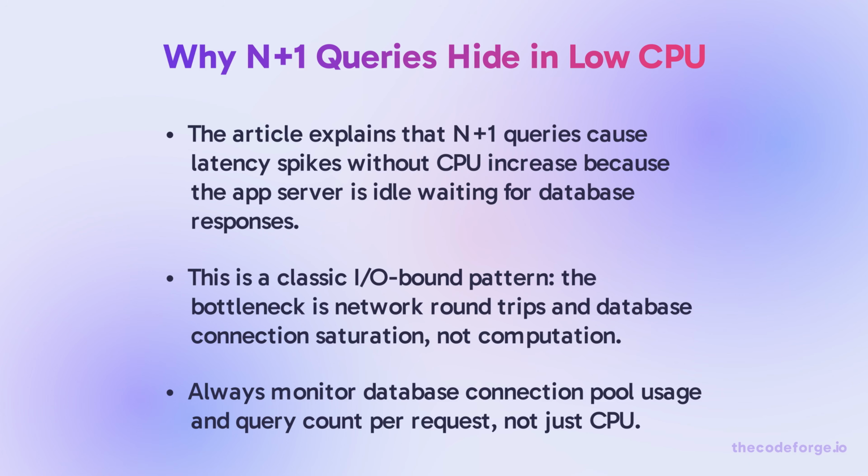The article explains that N+1 queries cause latency spikes without CPU increase because the app server is idle waiting for database responses. This is a classic I/O-bound pattern. The bottleneck is network round trips and database connection saturation, not computation. Always monitor database connection pool usage and query count per request, not just CPU.